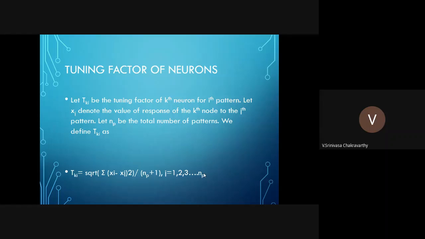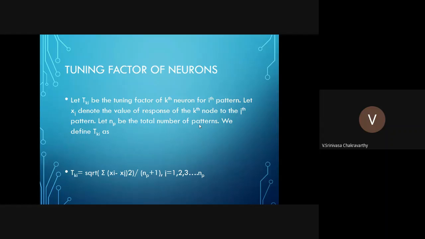So first of all, how do you know that a neuron is tuned? For that, we design a score or a tuning factor. It's called T with the subscript ki. It is the tuning factor of the kth neuron for the ith pattern. It says how strongly the kth neuron is tuned to the ith pattern, which means for the ith pattern, it should show a response, and for all other patterns, it should show a much different response.